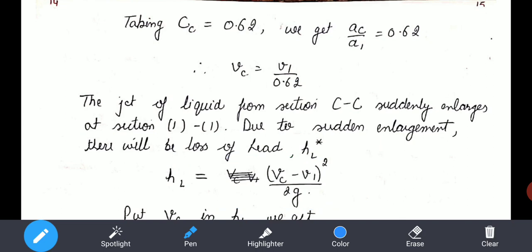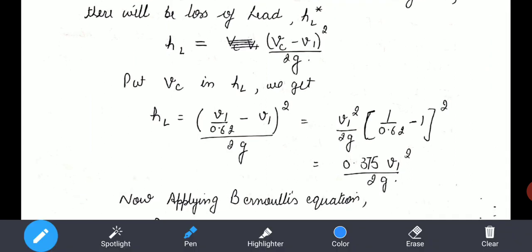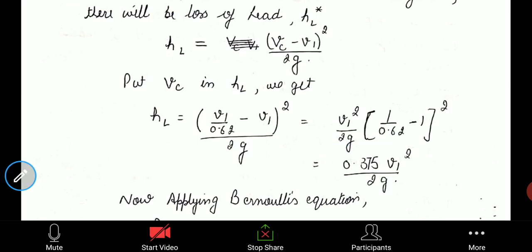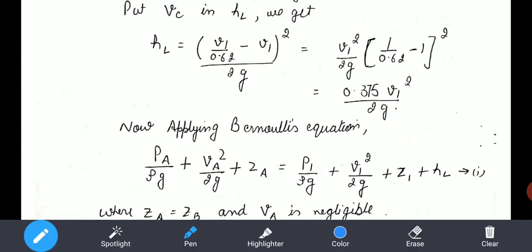Now this VC we obtained from here; put this value in the head loss. After putting this value in head loss, we obtain head loss as 0.375 V1 square upon 2g. Now we have two sections, so apply Bernoulli's equation on the two sections. After applying Bernoulli's equation at section A, that is section 1, we are considering PA upon rho g plus VA square upon 2g plus ZA equals P1 upon rho g plus V1 square upon 2g plus Z1 plus HL, which is head loss.